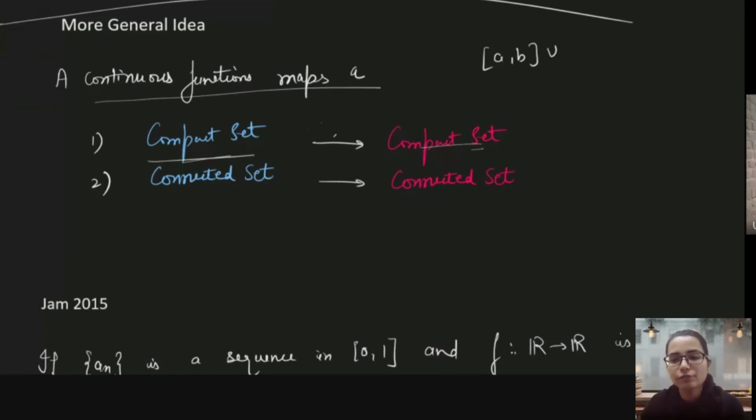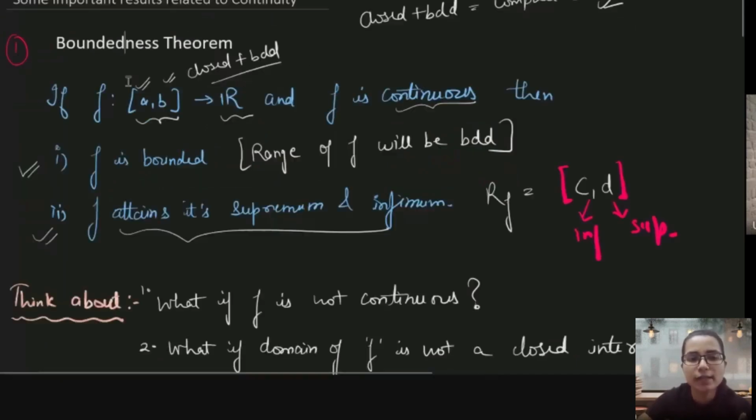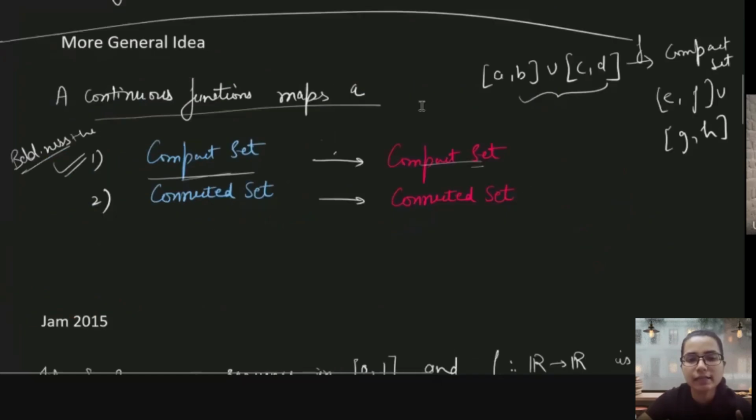So a compact set on the left, you apply F and you are going to get a compact set in the result. That can also be a union of closed and bounded intervals, that doesn't matter, something like EF union GH. But it has to be compact. So this idea is related to the boundedness theorem. This is a general idea of the boundedness theorem, because in the boundedness theorem you had just one interval, but now, as a matter of compact set, I can write a union of intervals. So this is a more general idea.